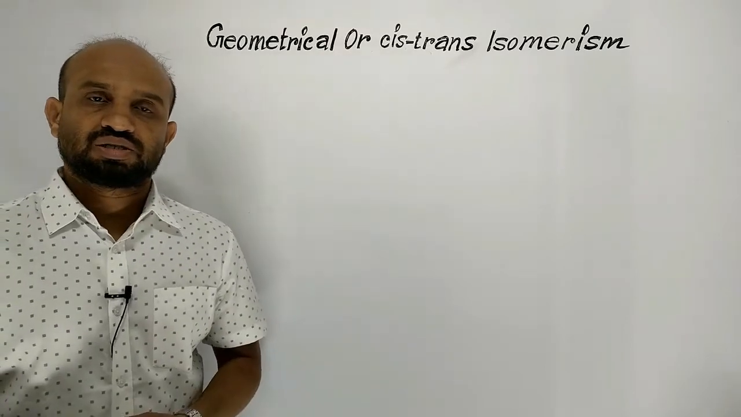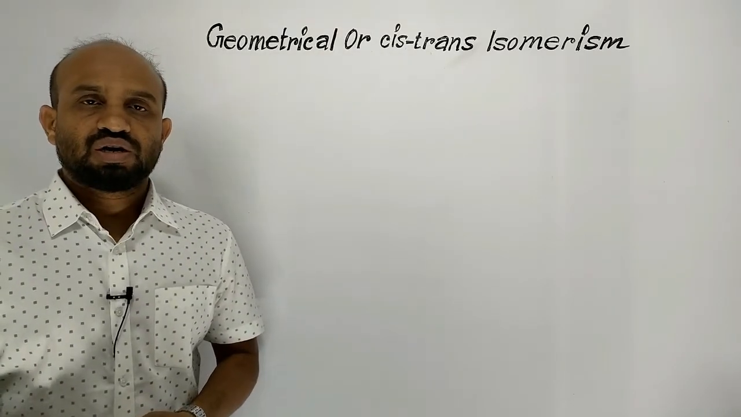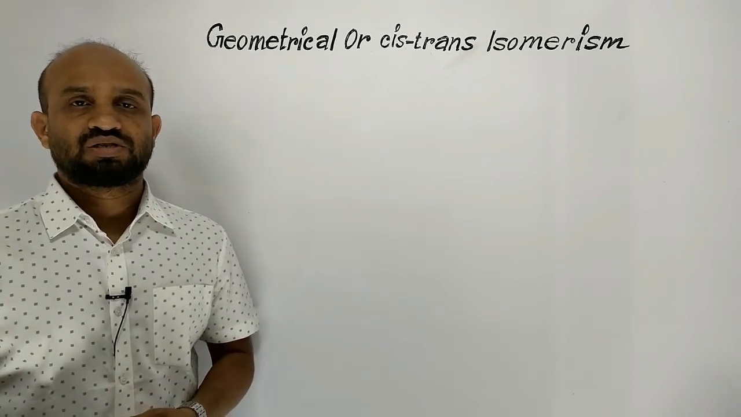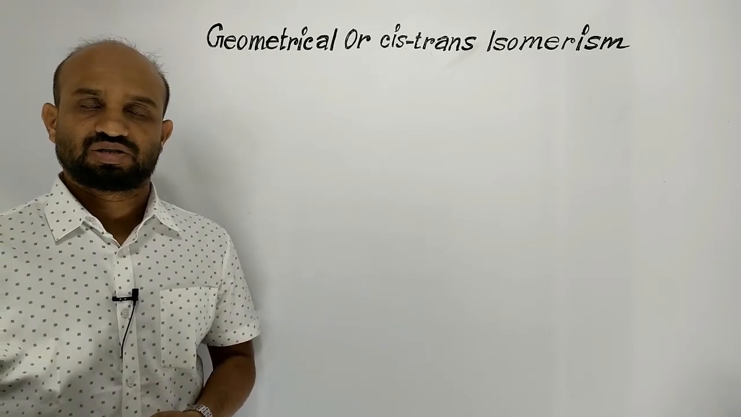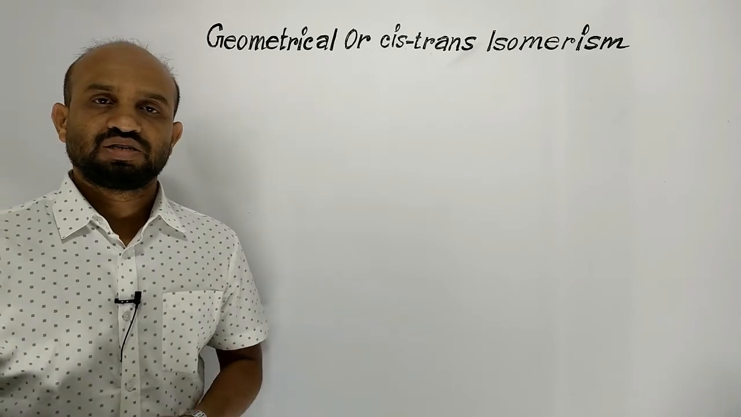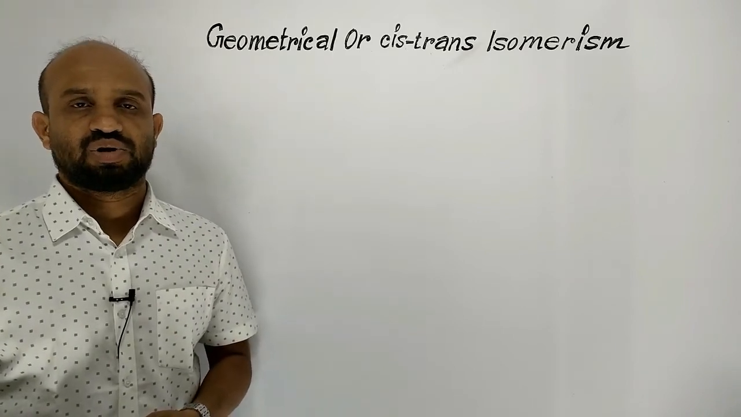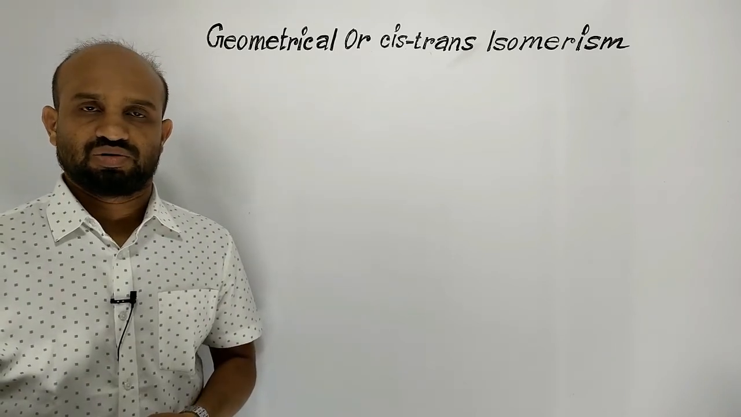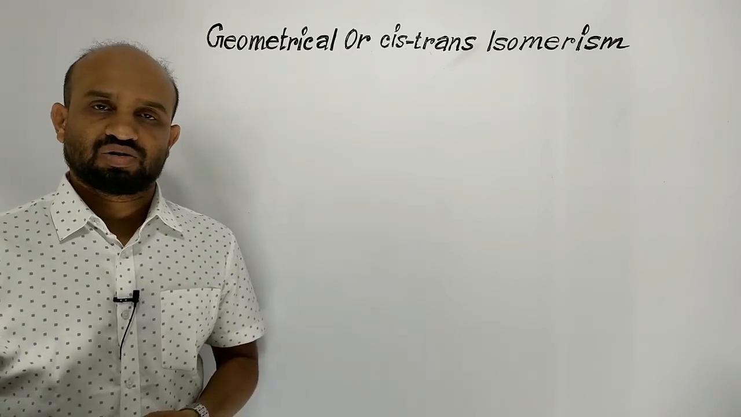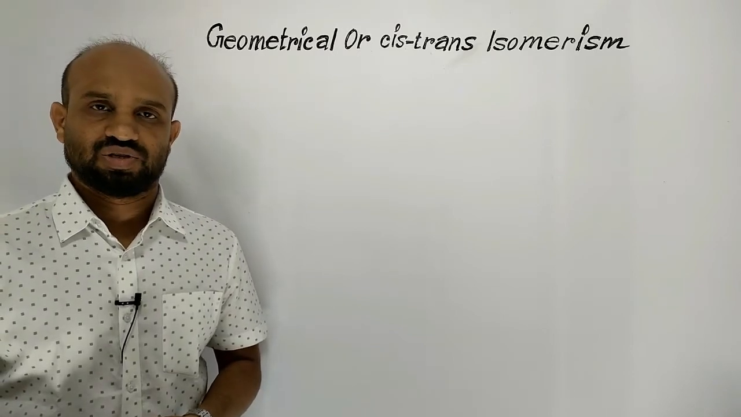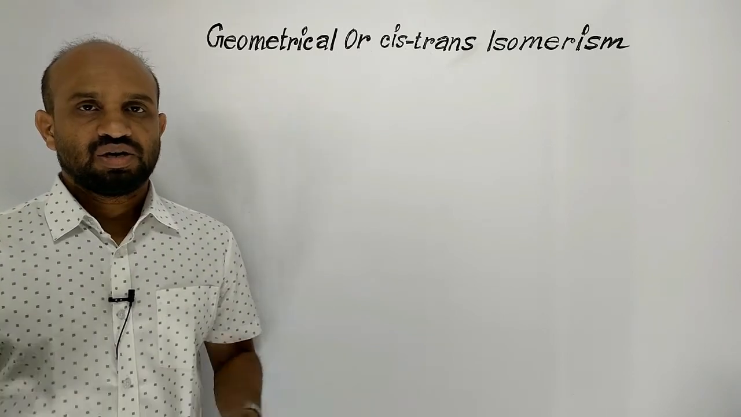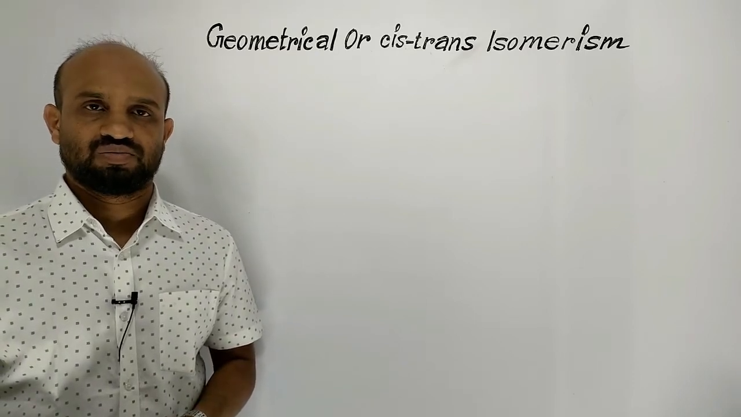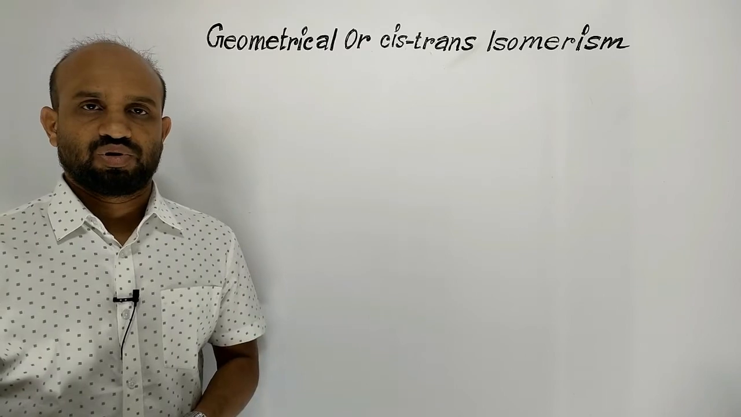Geometrical or cis-trans isomerism. What are geometrical isomers? The compounds having the same molecular formula, the same structural formula, but there is a difference in the arrangement of atoms or groups around the carbon-carbon double bond. These compounds are called geometrical isomers, and this phenomenon is known as geometrical isomerism. Let's see one example.